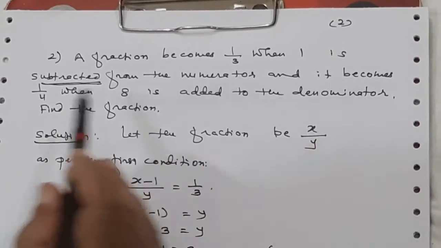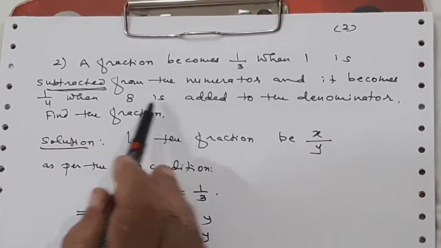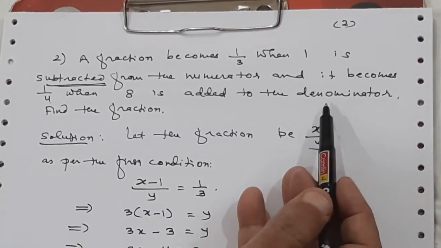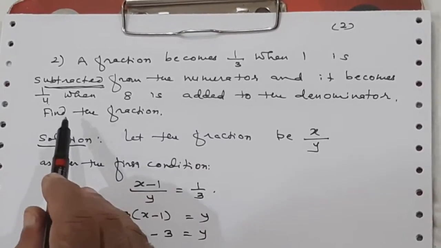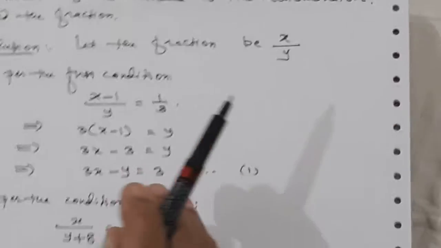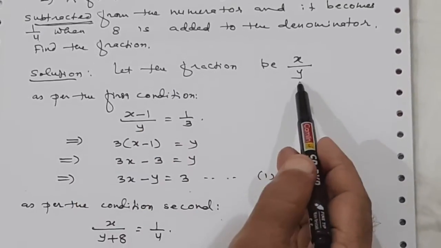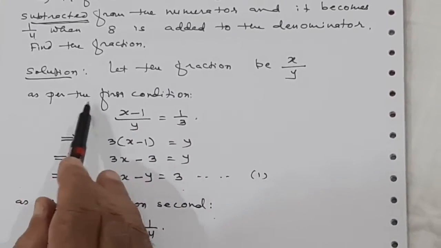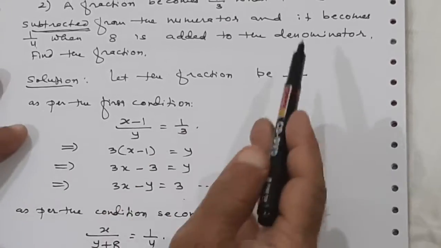And it becomes 1 upon 4 when 8 is added to the denominator. Find the fraction. So fraction means numerator and denominator. So let the fraction be x upon y. As per the first condition. Now what is the first condition?